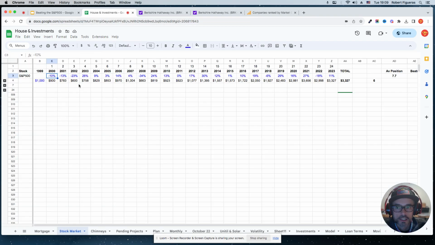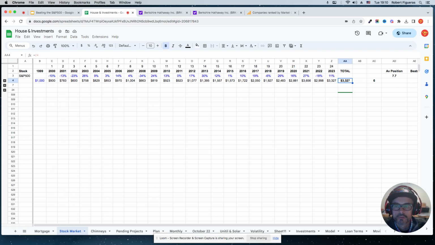What you see on the screen is the evolution of the Standard & Poor's over the past 24 years. For every year, I'm reflecting here how much the market went up or down. So 10% down in 2000, 13% down in 2001, and 23% down in 2002, and so on and so forth. If you had invested $1,000 in 1999, today you would have $3,000.